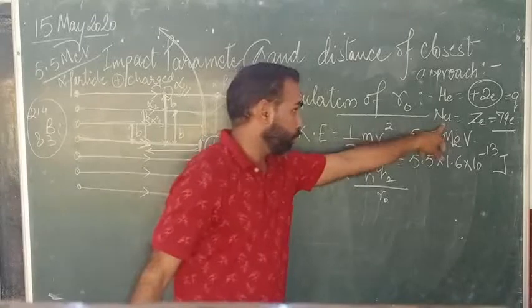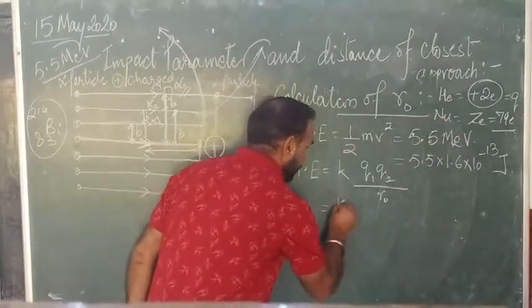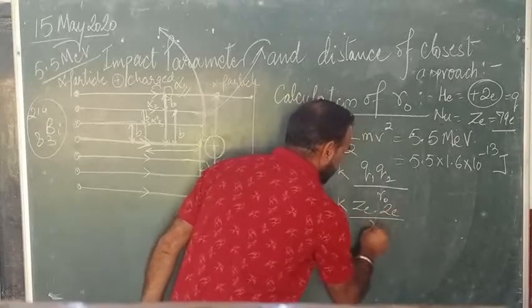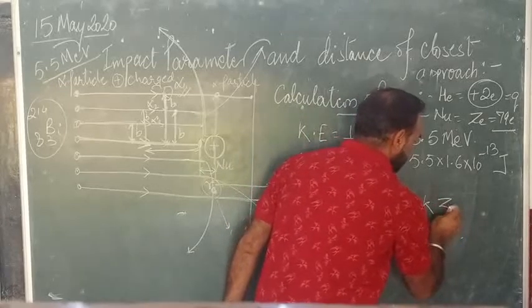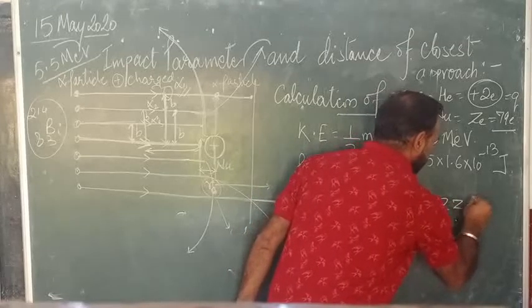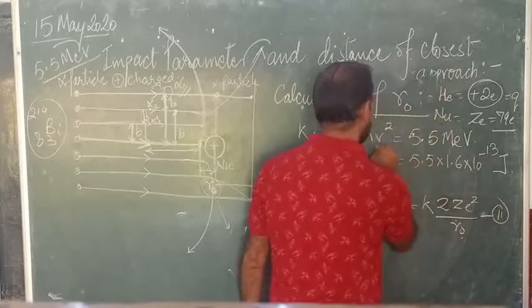So this is Q2. This is Q1, this is Q2. So if I put it over here, K Ze into 2e upon R0, so it becomes K 2 Z e square upon R0. This is the second, this is first.